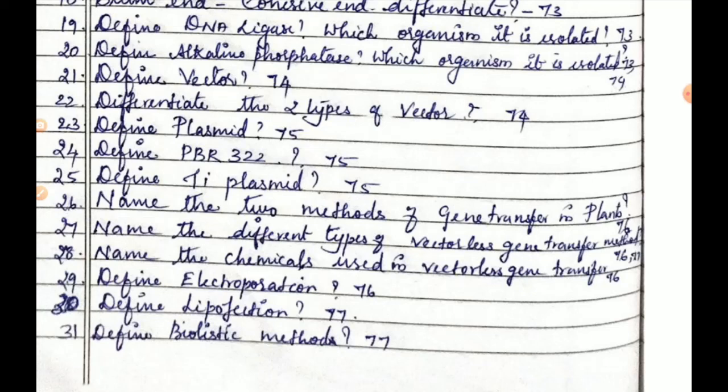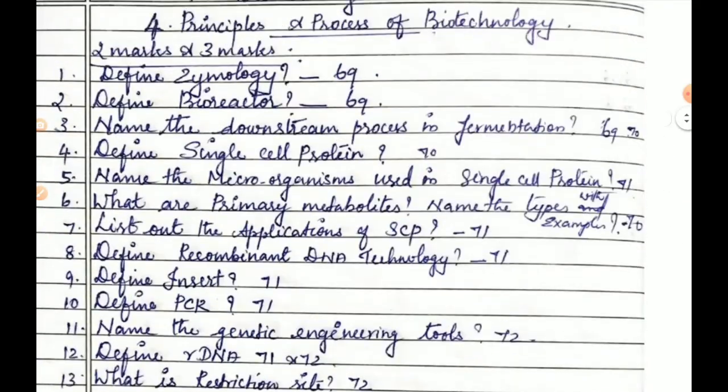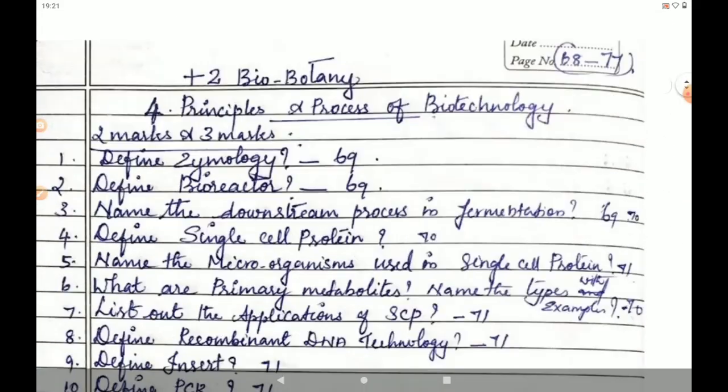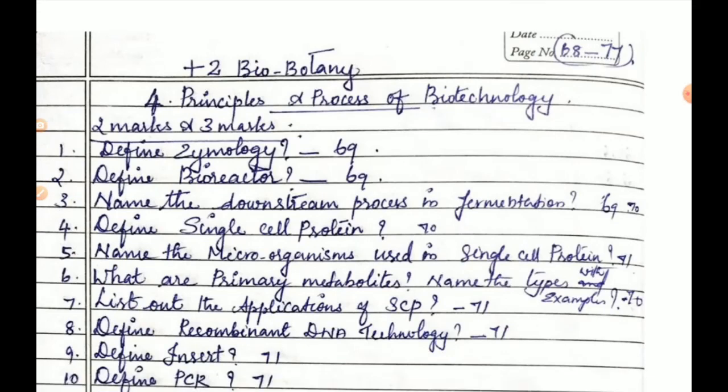Right? Students, so far we discussed 31 questions in Principles and Process of Biotechnology. I hope you all marked these 2 mark and 3 mark questions in your Bio-Botany 4th lesson. Students, please study these questions and write 2-3 times. Be well prepared for the examination and get ready for the examination.